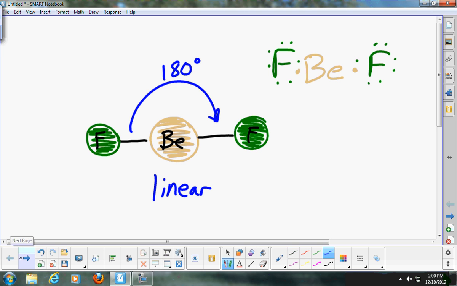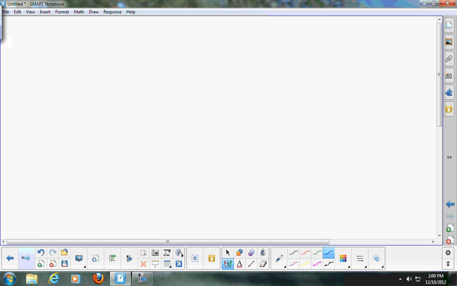I'm going to draw over here on the far corner what it would look like Lewis dot. You don't have to draw Lewis dot right now, but you will later. So, boron. How many around it? 3. Boron, 1, 2, 3. What is it with? Fluorine. And fluorine has 7. So we're going to put a fluorine here, a fluorine here, and a fluorine here.